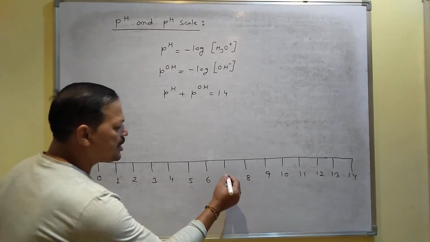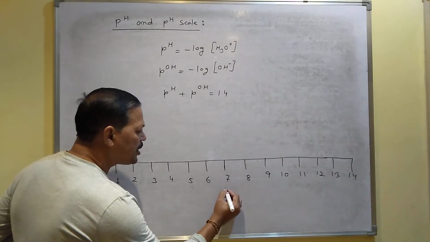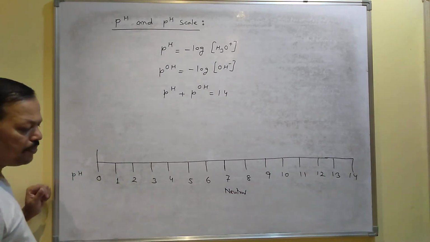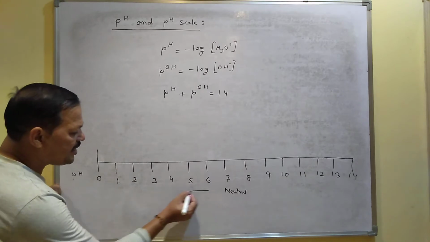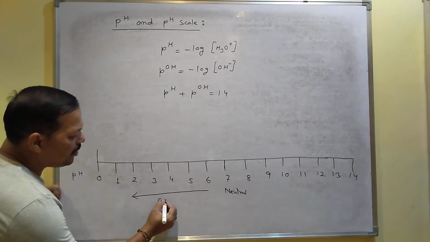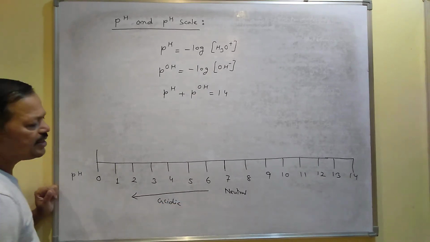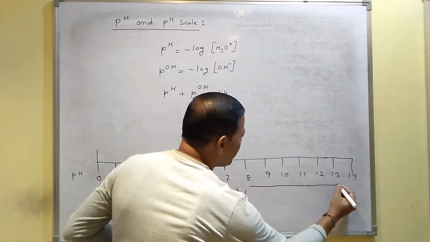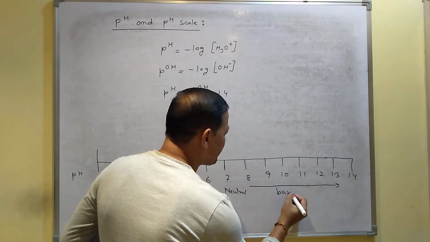If the pH value is 7, you know the solution is said to be neutral. And if the pH is less than 7, then the solution becomes acidic in nature. And if the pH value is more than 7, then the solution is basic in nature.